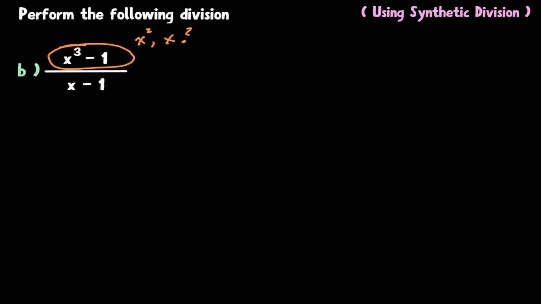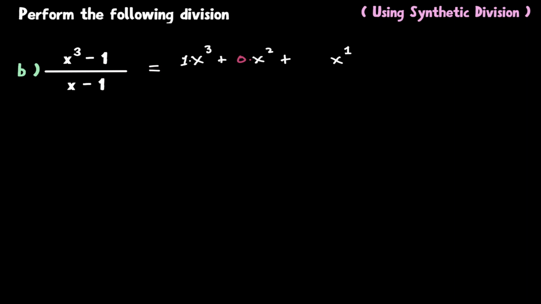So we're going to rewrite the numerator. First, let's start with x to the third. It's going to have a coefficient of 1. Then, when we write x to the second, let's give it a coefficient of 0. And then let's write down the variable of x, which is needed, but let's also give it a coefficient of 0. And now let's finish it up with -1.